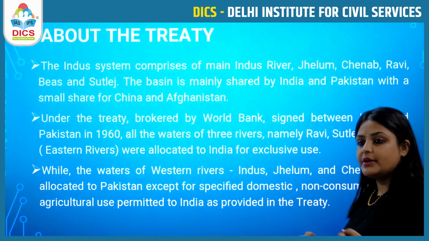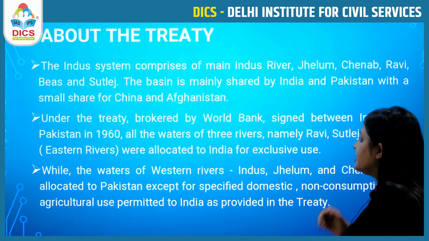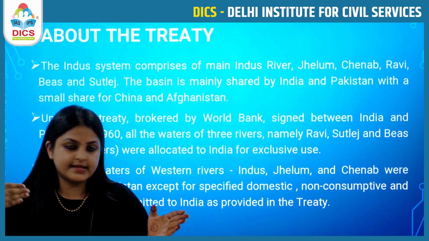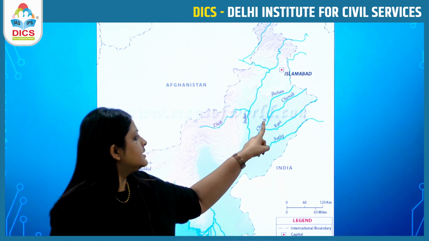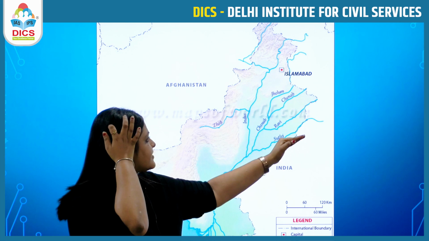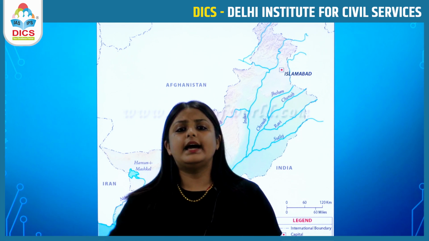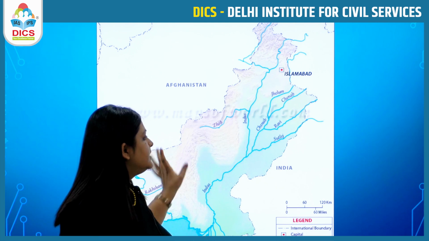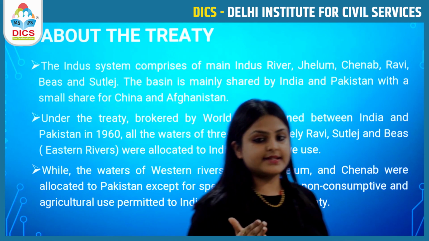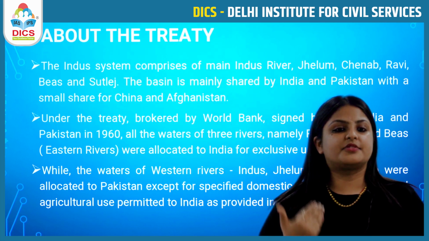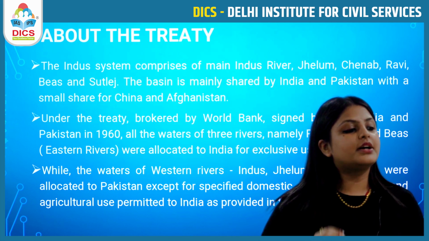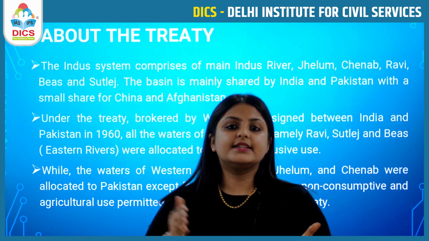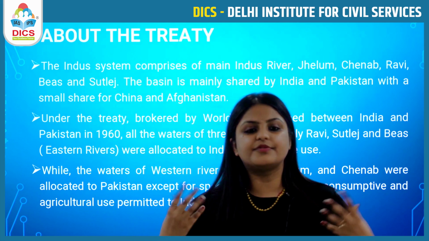Under the treaty, which was brokered by the World Bank in the year 1960, all the waters of the eastern rivers, which are Ravi, Satluj and Beas, we can see it in the map, all the 3 rivers have been allocated to India, and the western rivers, which are Jhelum, Chenab and Indus, have been allocated to Pakistan for indiscriminate use. Alright, so Pakistan has full right over the western rivers, the western rivers being Indus, Chenab and Jhelum. Satluj, Ravi and Beas are for the extensive and exclusive use of India.